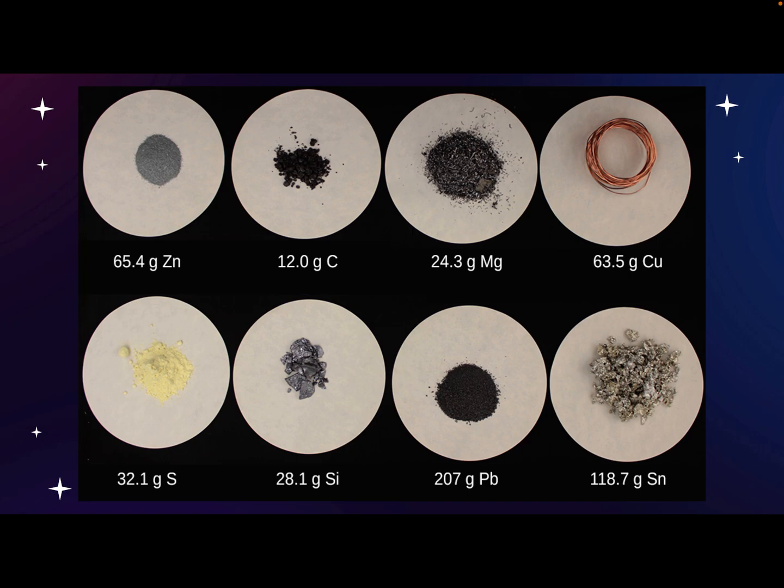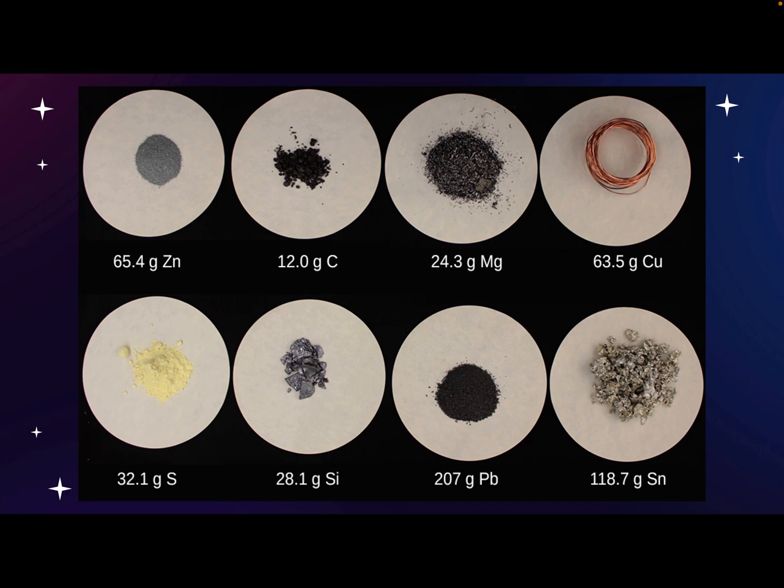So take a look at these 8 examples right here. I actually have some examples set up for you in the classroom as well so you can see them. These represent 1 mole of different substances: zinc, carbon, magnesium, copper, sulfur, silicon, lead, and tin. I have 3 of them set up for you in the classroom so you can see it, but these all represent 1 mole of their respective substances.